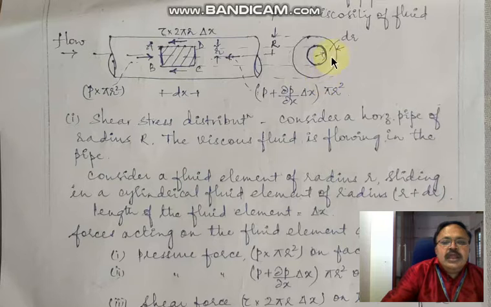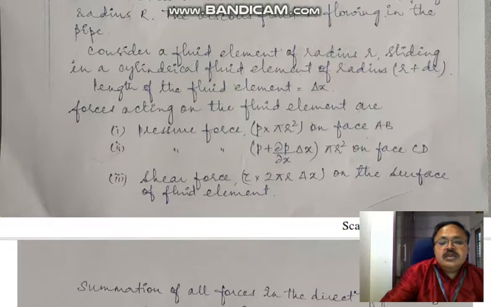So that means in the entire pipe having the radius capital R, we have considered an elemental ring of radius small r and the thickness dr. Though the fluid is flowing from the inlet and exiting here, I am considering only one part of that fluid, that is the fluid element of radius small r sliding in the cylindrical fluid element that is having the radius r plus dr. The length of the fluid element is delta x.